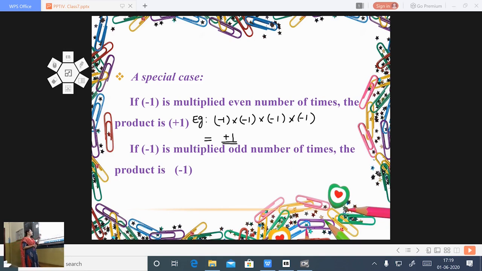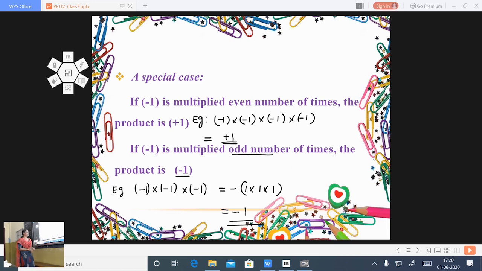Second case, if minus 1 is multiplied an odd number of times, the product is negative 1. For example, minus 1 into minus 1 into minus 1. First multiply them as whole numbers, that is 1 into 1 into 1. We know that the answer is always 1. There is an odd number of negative signs, so the answer will be negative. So the answer is minus 1.